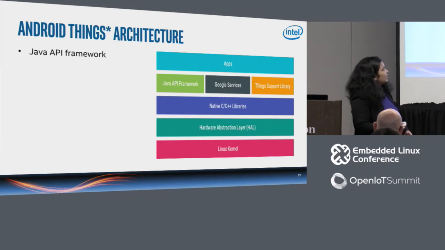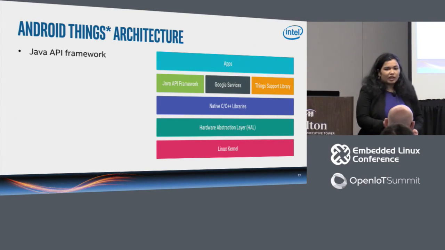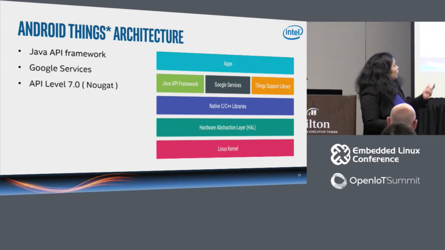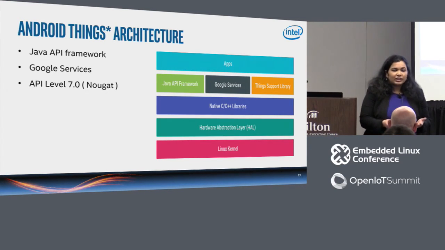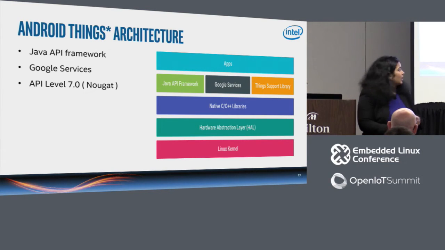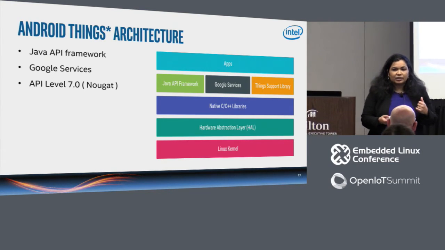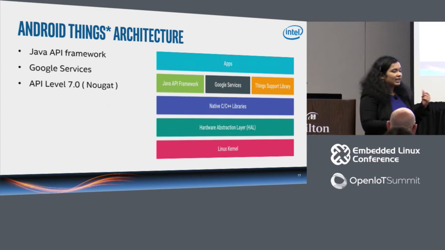So in comparison with Brillo, Google has enabled the Java API frameworks and Google services on Android Things. What this means is that you are now able to write Android applications for your IoT devices. And the API level that you would be working on is 7.0, which means you can write Android applications at API level 24 (Nougat) for your IoT devices.